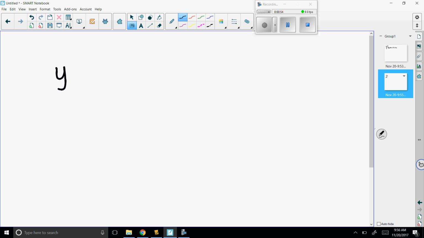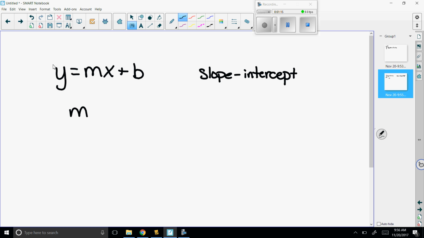y equals mx plus b. That happens to be the slope-intercept format for an equation for a line. If you don't have that on your note card, it is something you need on your note card. What does m stand for? What's m in the equation of a line? The slope. m is the slope.